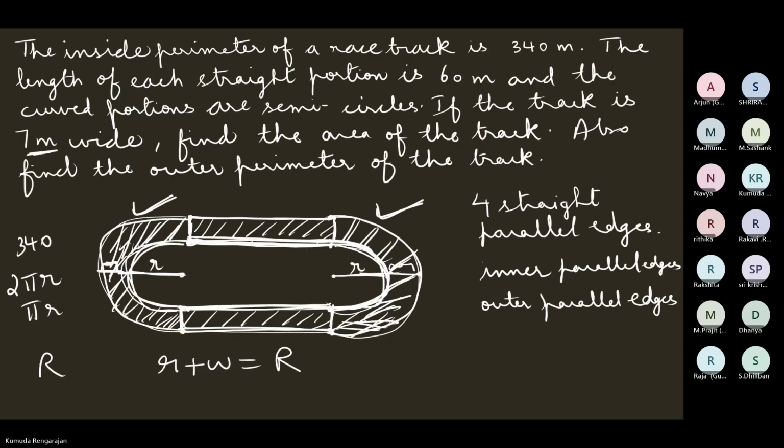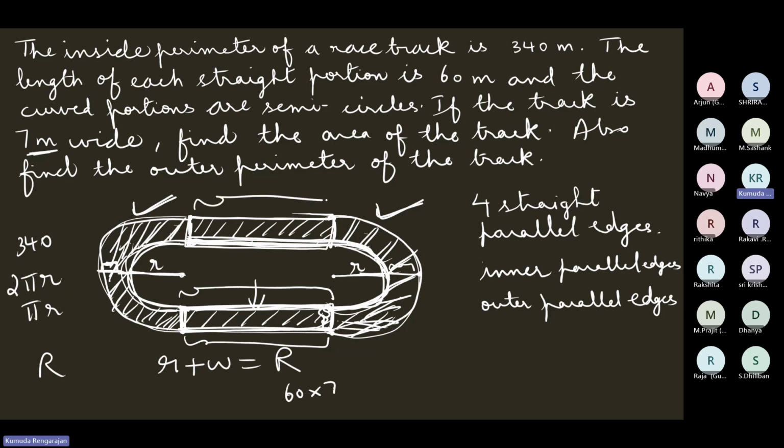So this we found. This one and this one together is pi into capital R square minus small r square. And now this one is a rectangle. This one is also a rectangle. Now the area of this rectangle will be L into B. This is 60, and the width of the track is 7. So the area of one rectangle is 60 into 7. Similarly, for this rectangle, the length is 60 and the width is 7.